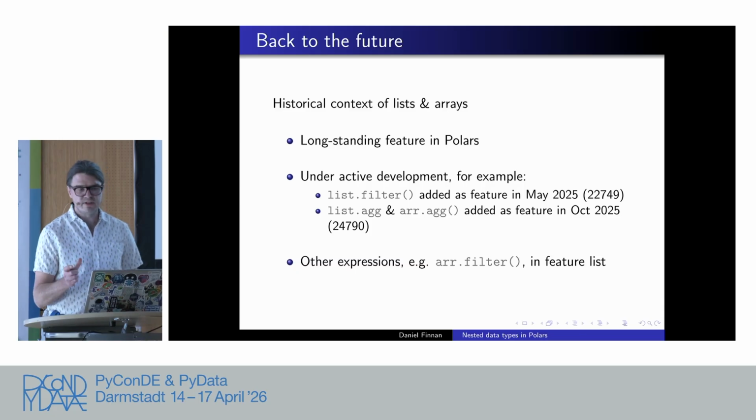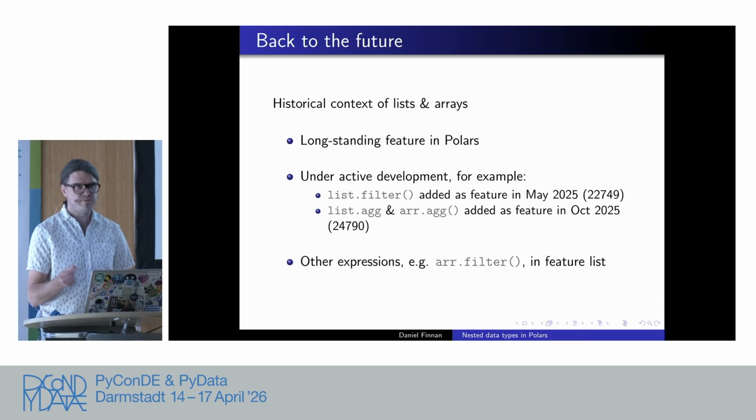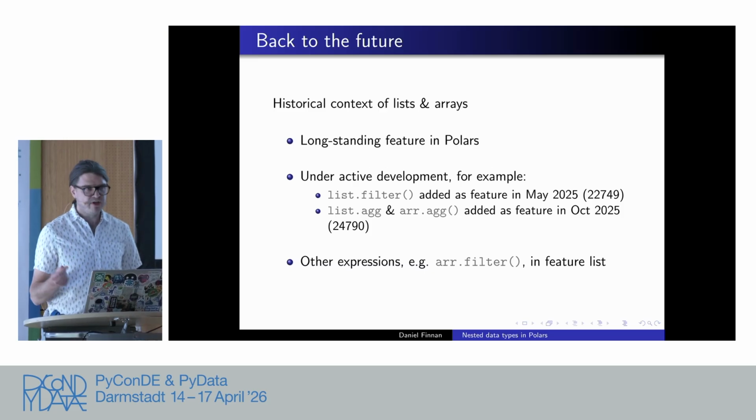So just a little bit of context in terms of the polars library. And I've got to say, I've become a big fan of the polars library, and it's been rapidly developing over the last few years. Lists and arrays are a long-standing feature in polars, and more things have been added to the namespaces to give extra functionality. So, for example, last year filter on lists, and list aggregate and array aggregate were also added. Other expressions such as filter on arrays are still in the feature list for the moment.